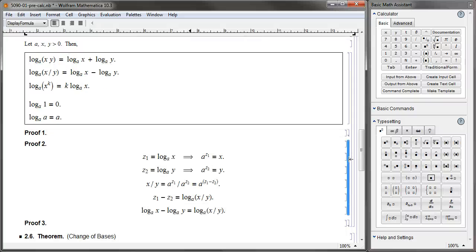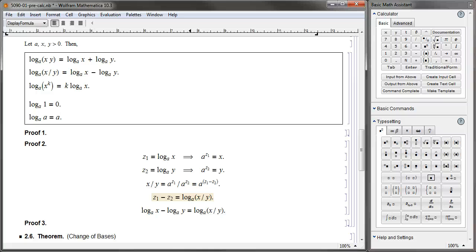Here we go. z1 is log a of x, so a to the z1 power is equal to x, just a definition. z2 is log a of y, so a to the z2 power is equal to y. Great. And this time we divide. x over y is like this, and then we have a to the z1 minus z2 power using the exponent rule. Now, apply the definition of logarithm again. We get z1 minus z2 is equal to logarithm of x over y.